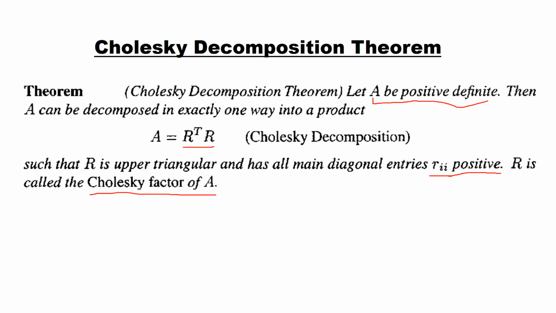A positive definite matrix A can be decomposed into two matrices, the transpose of R and R, where all entries of the main diagonal of R are positive. And this R is called the Cholesky factor of A.